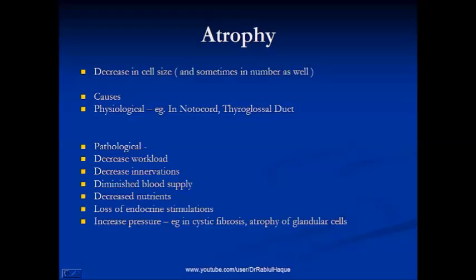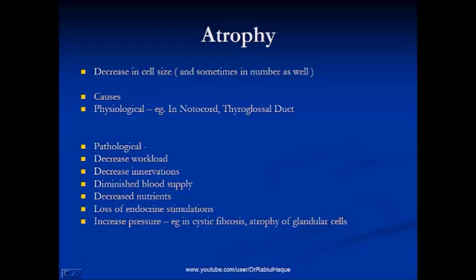The next cause of pathological atrophy is loss of endocrine stimulation. For example, many tissues in our body, such as the female breast and the female reproductive organs, are dependent on endocrine stimulation. So when that endocrine stimulation stops, those organs will become atrophied.